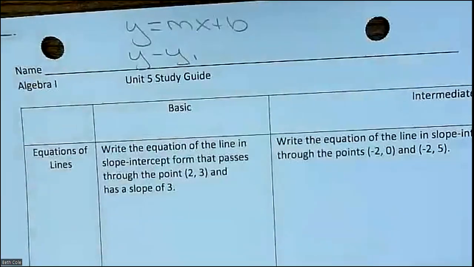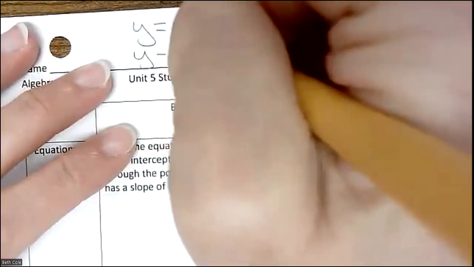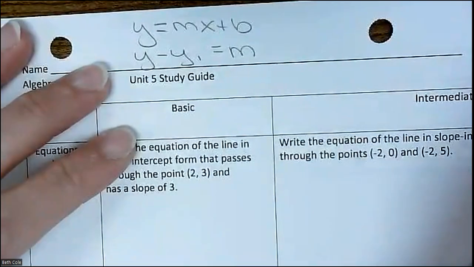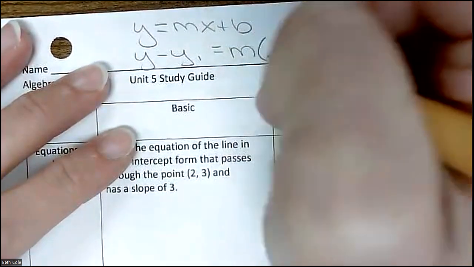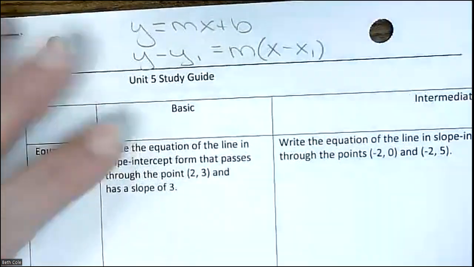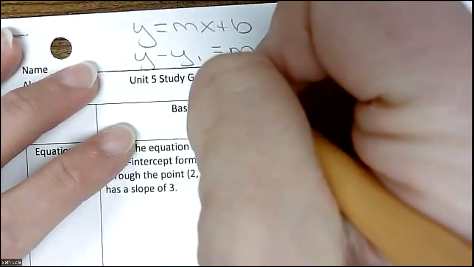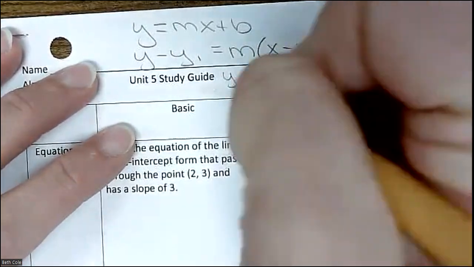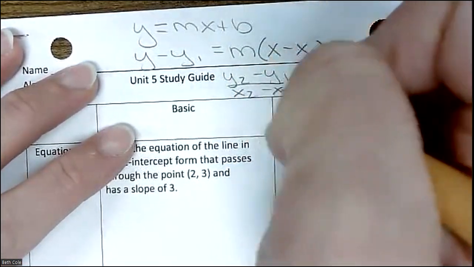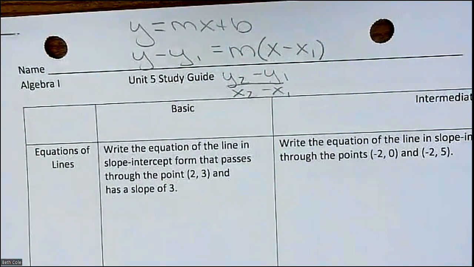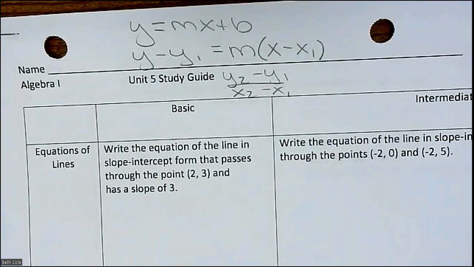Y minus y1, which is your y number, equals slope, parenthesis, x minus your x number. And then we have our slope formula, which is y2 minus y1 over x2 minus x1. Those are the first three questions on the test. I don't remember what order they're in, but those are the first three questions on the test. So you should get those three.